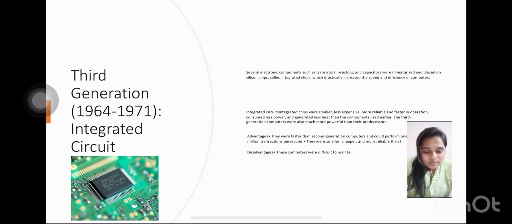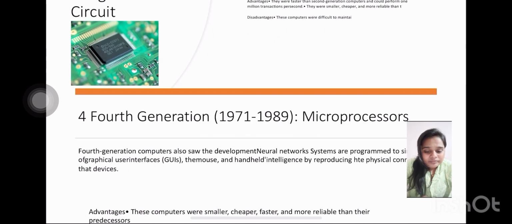Integrated circuit chips were smaller, less expensive, more reliable, faster in operation, consumed less power, and generated less heat than the computers used earlier. The third generation computers were also much more powerful than their predecessors. Advantages: they are much faster than second generation computers and could perform a million transactions per second. They are smaller, cheaper, and more reliable than the other computers. Disadvantages: these computers were difficult to maintain.